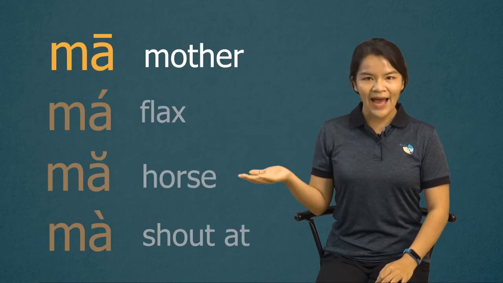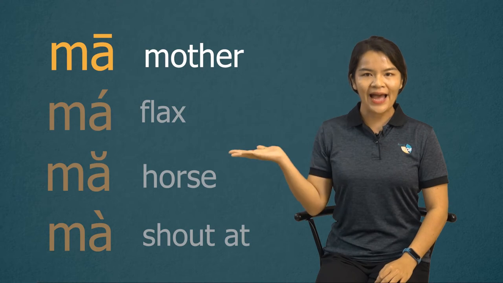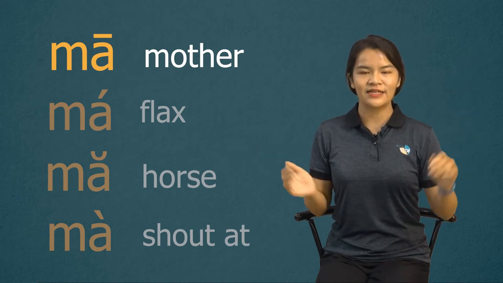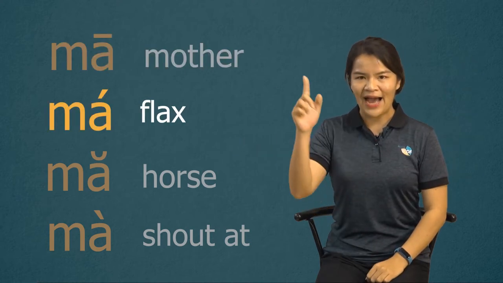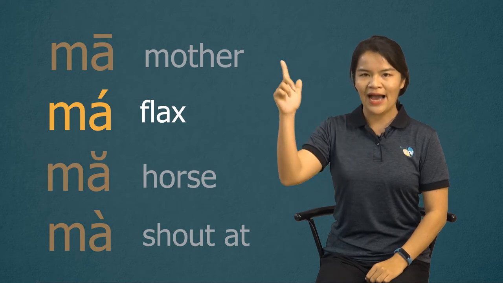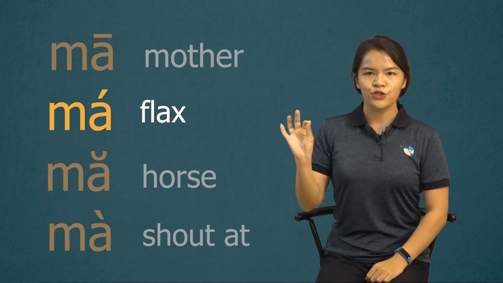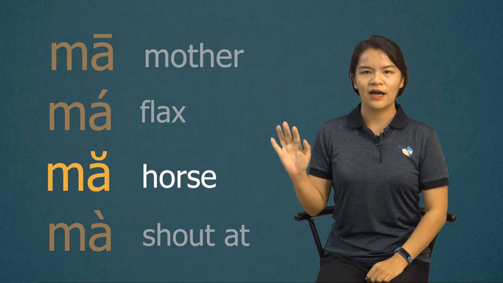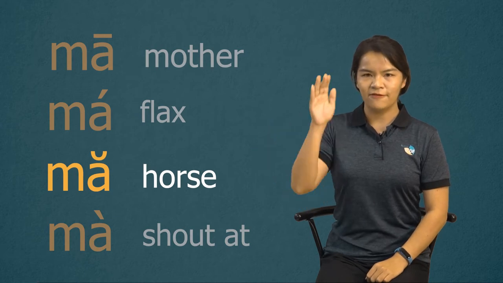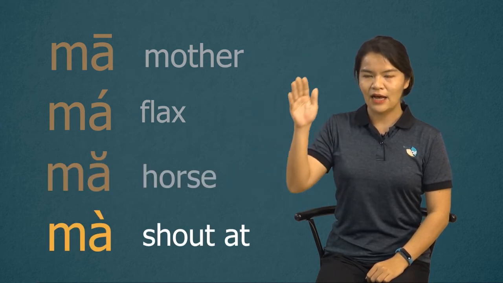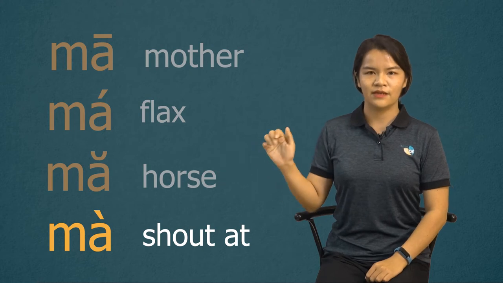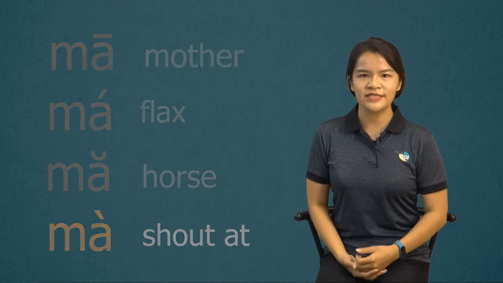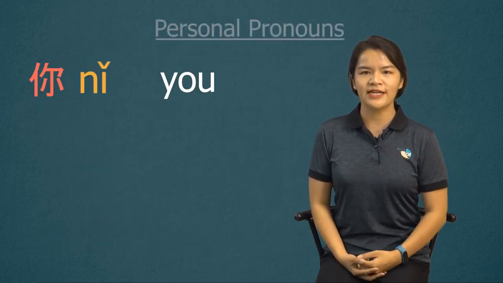Okay, so more practice. Let's see the other group. Ma, ma, high flat, ma. And ma, rising, ma. And short, low one, ma. And falling, ma. Okay, after tones, let's talk about personal pronouns.